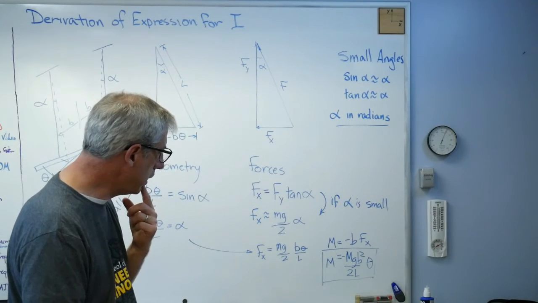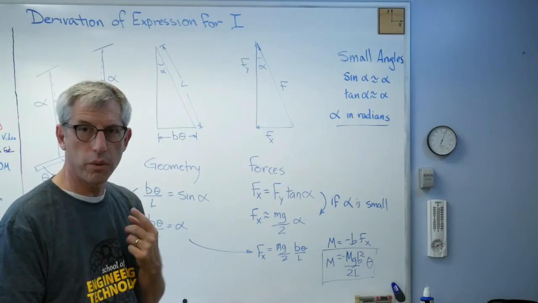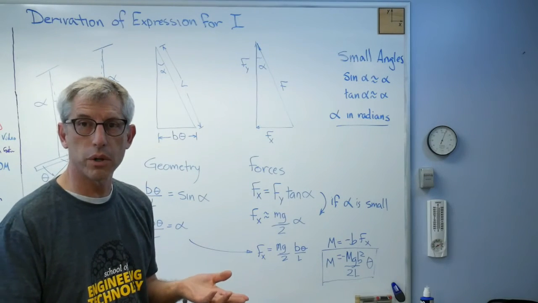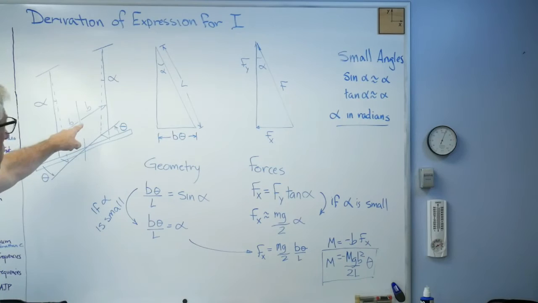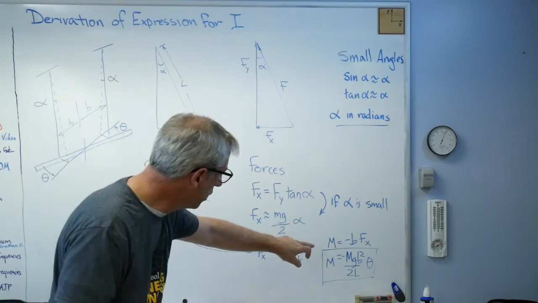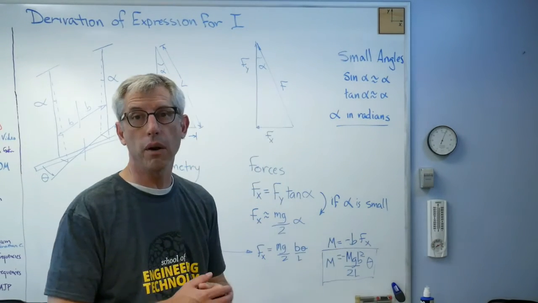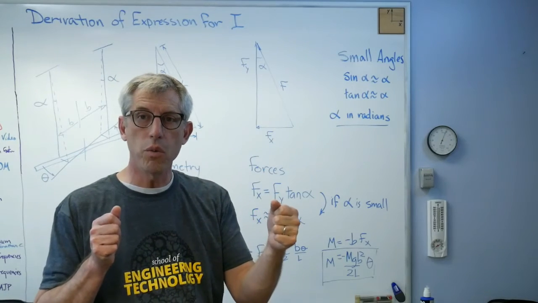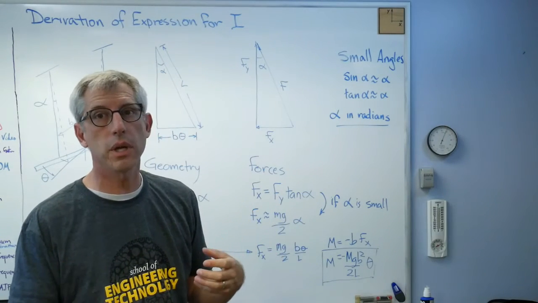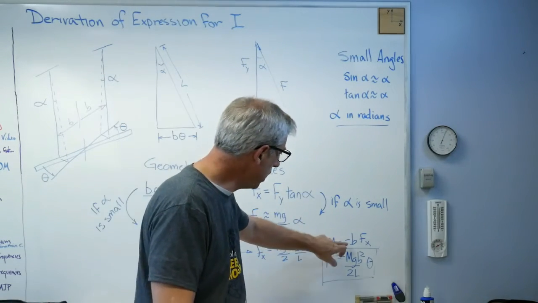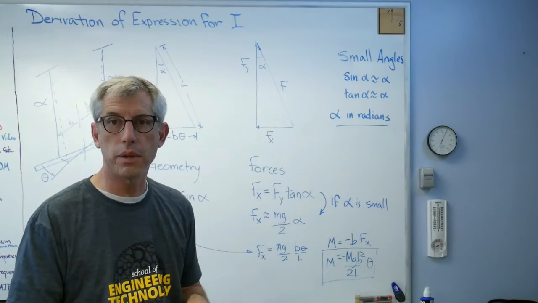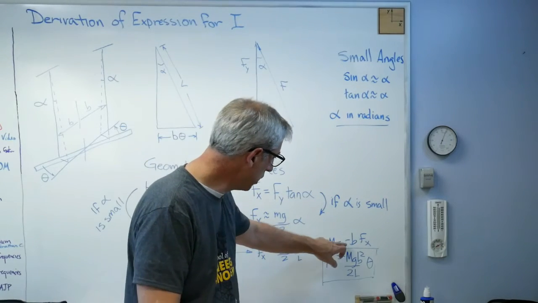Well, I need the moment, not the force. The moment is just the force times this distance b. So there it is right there. And by the way, that negative is very important. That's because as I move in one direction, the force is in the other direction. There's going to be another minus sign here in a minute that needs to cancel out, and that's really important.